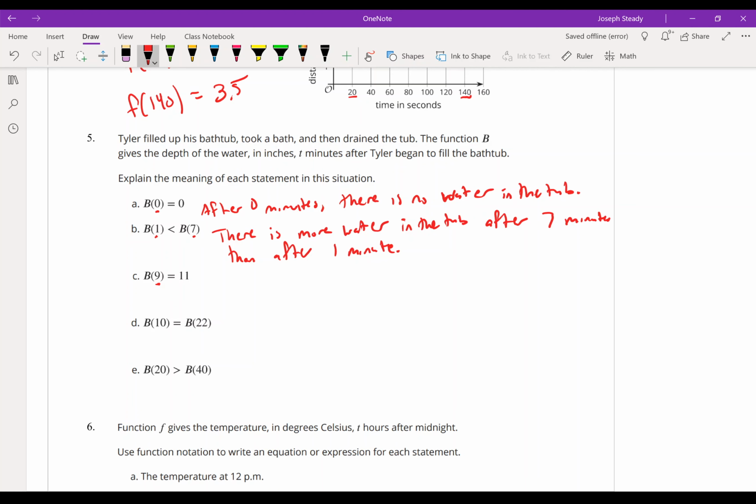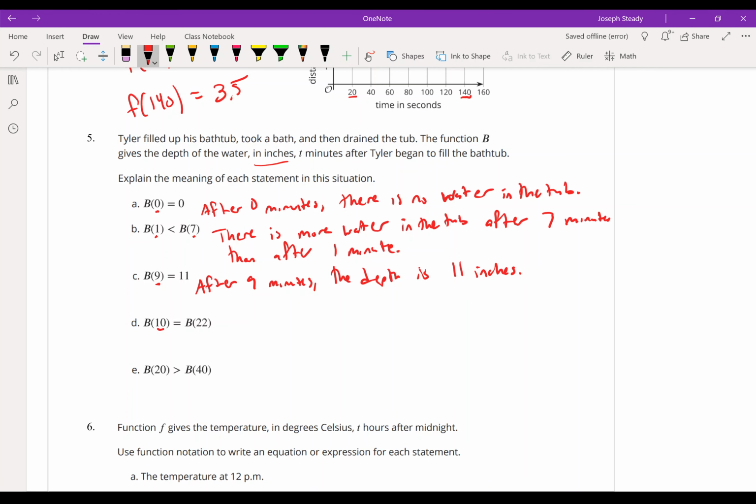9 again is my input. That is how many minutes have passed. So that means that this is saying after 9 minutes, the depth is, just want to make sure, water is measured in inches. The depth is 11 inches of water.